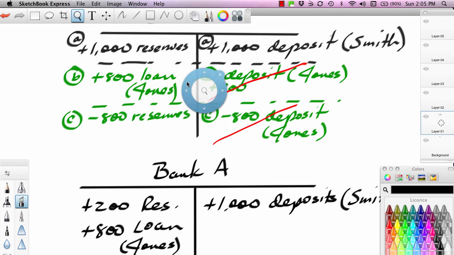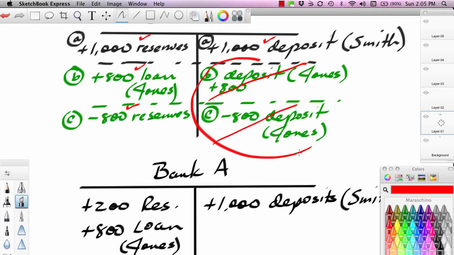If you consolidate these transactions, remember these wash. Wash means they cancel. If you consolidate these transactions, you get this final result down here.